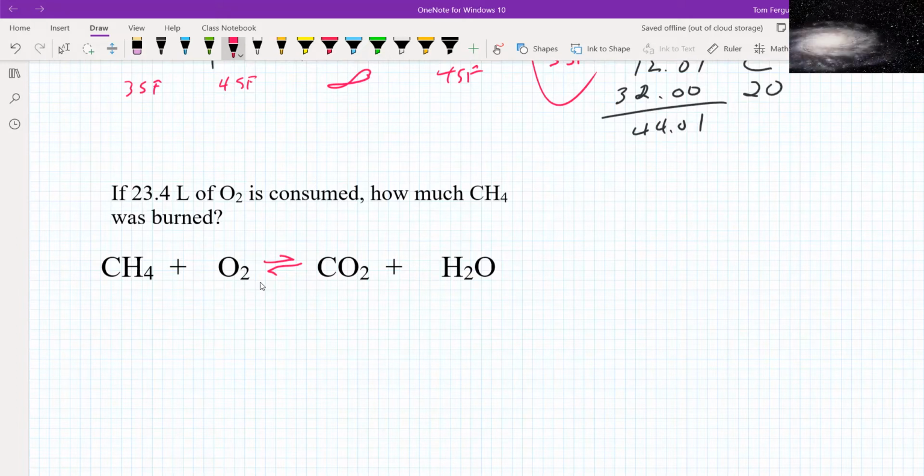Try this guy on your own. Because it's liters of gas, remember, what was one of our conversion factors? It was 22.4 liters per mole for all gases. Now, whenever I say how much, that usually means grams. But I'm guessing it means that in this case, or does it mean liters in this case? It means grams. So we're starting with liters, ending up with grams.